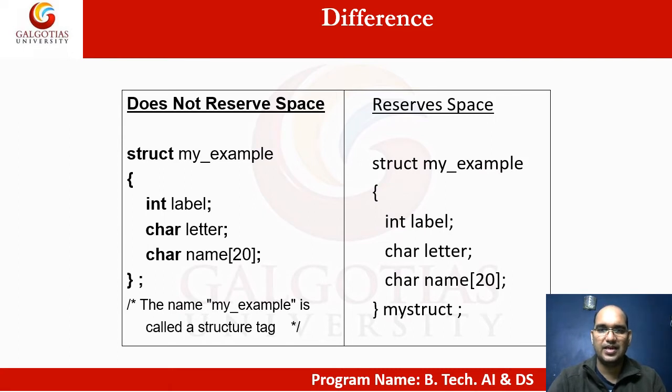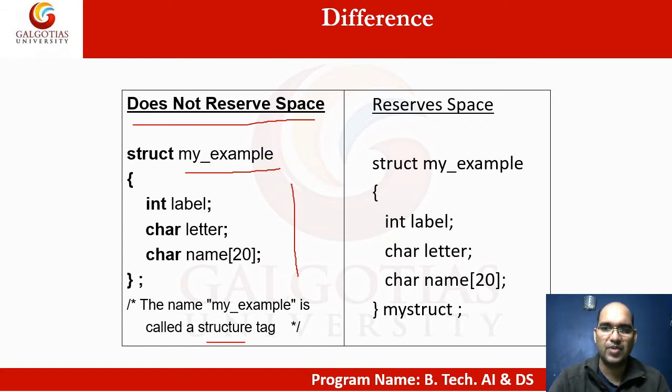So let's see the difference here. In the first one, we have just defined the structure. When we define the structure, no space is reserved for that particular structure. In this one, we have simply given the name my example, which is called a structure tag, right? And we have said that my example will have the following fields: the integer label, char letter, and char name 20. But in this particular example, we have defined an object here, my struct. So my struct is a structure variable.